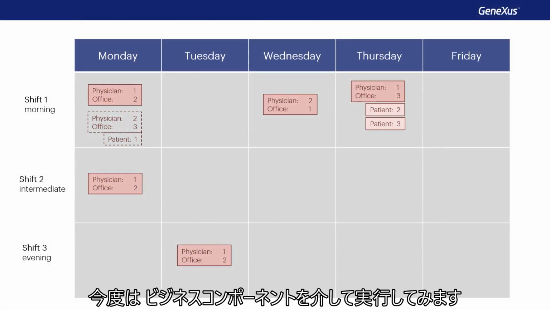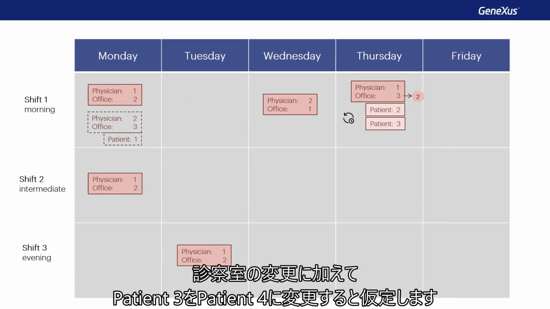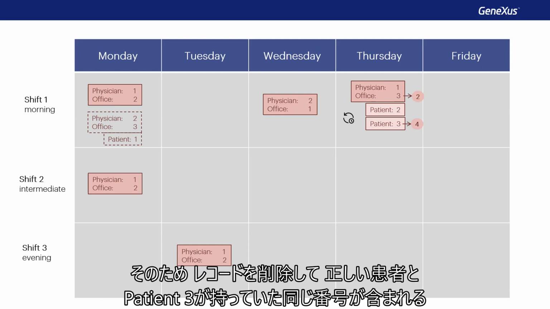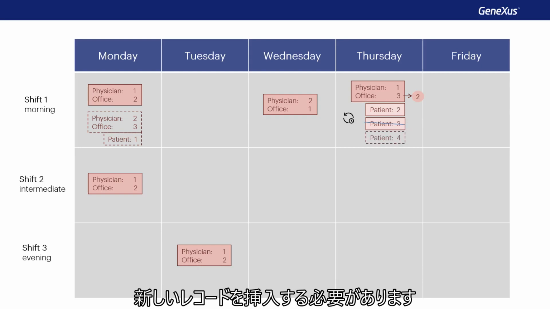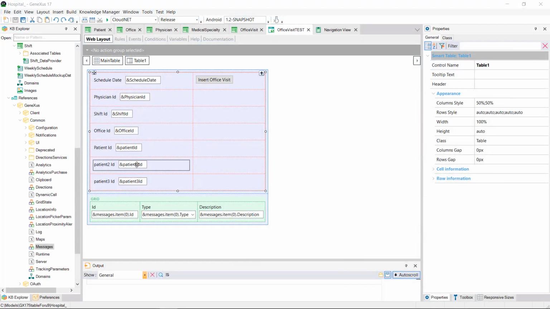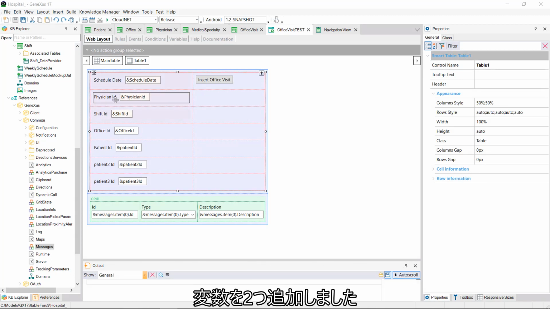Now we'll want to work in this way, but through the business component. Let's suppose that, in addition to changing the office, we want to change patient 3 for patient 4. Since we can't do it directly in the record because it's part of the primary key and it cannot be updated, we'll have to delete the record and insert a new one with the correct patient, and the same number that patient 3 had. We've added 2 more variables for the patient we want to replace with the other one for the office visit with that date, physician, and shift.